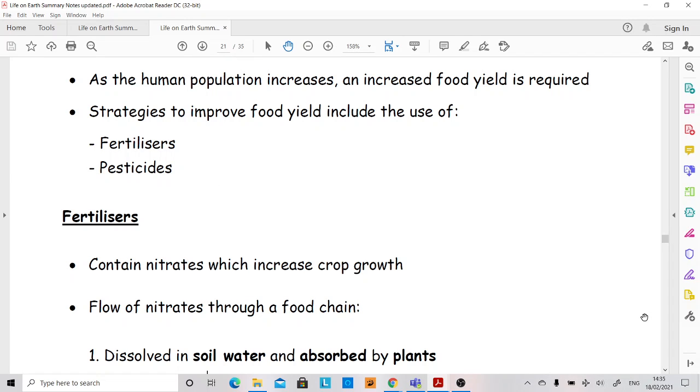This is National 5, Unit 3, Key Area 5, Food Production. The human population is increasing, and this requires a greater yield of food to feed everybody. Food yield means how much food is produced. Humans have got some strategies to try and increase food yield, including using fertilisers and pesticides.